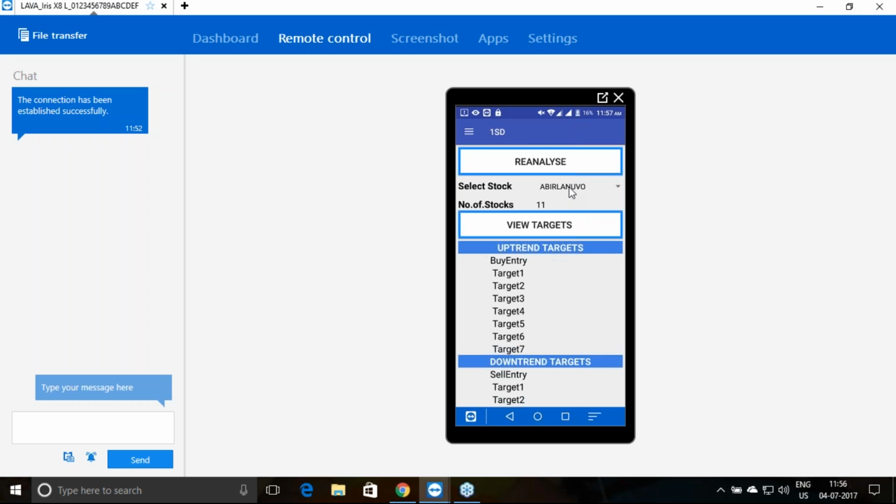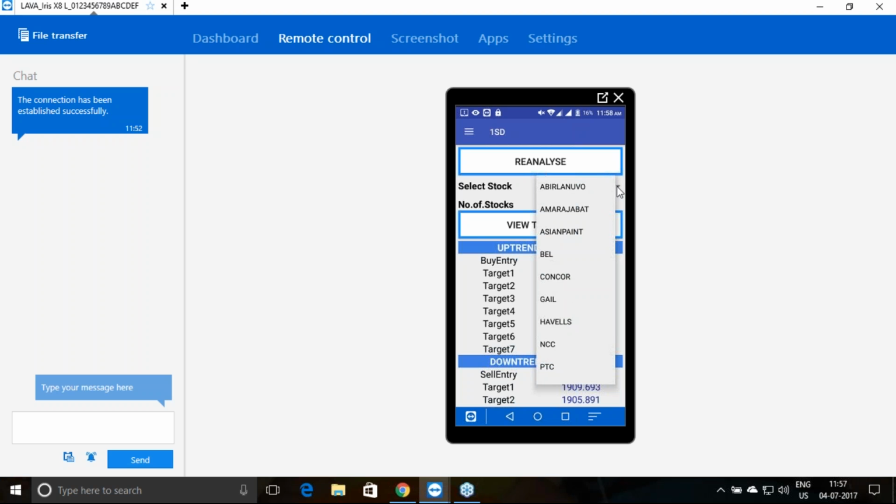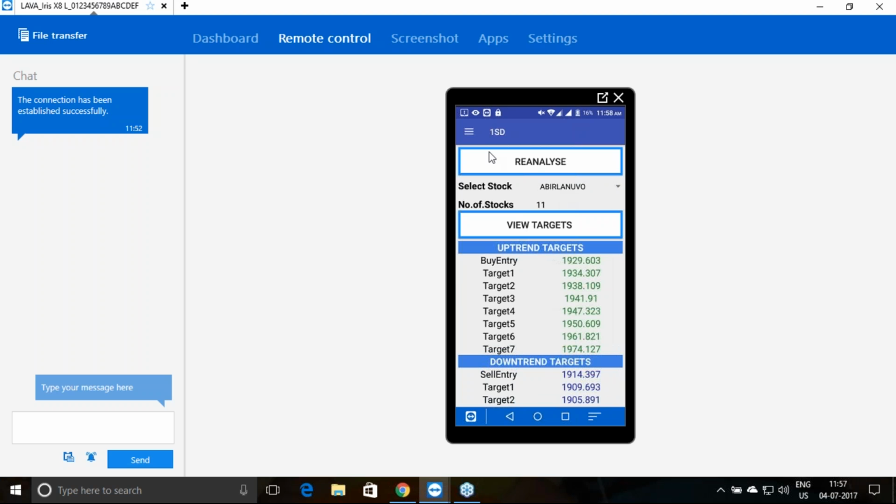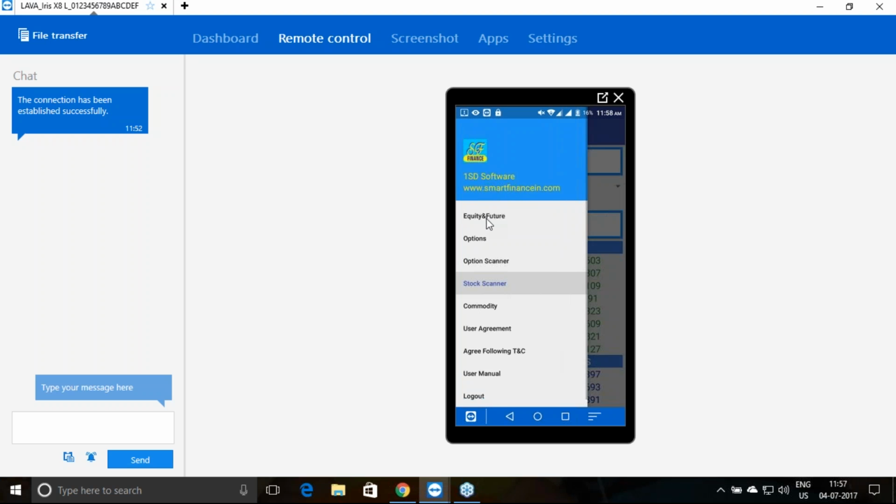Here I have just chosen the downtrend breakout. I am getting 11 stocks for the downtrend. If I select any of the stocks and go for the new targets, I can get their trend analysis, but only for one cycle. If I want the other cycles, I have to move to that section of equity and futures and do it there.